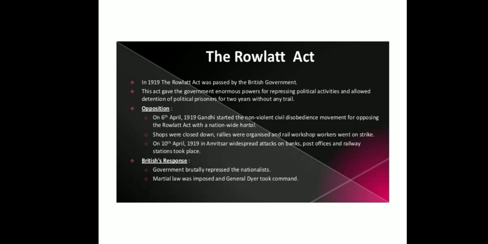Now, what was the opposition? On 6th April 1919, Gandhiji started the non-violent civil disobedience movement for opposing the Rowlatt Act with a nationwide hartal. Shops were closed down, rallies were organized, and rail workshop workers went on strike. On 10th April 1919 in Amritsar, a widespread attack on a bank, post office and railway station took place.